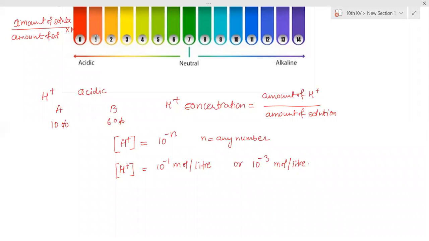Now H plus ions are present in all types of solutions, whether it is a neutral solution, acidic solution, or basic solution. Everyone has H plus ion concentration. So H plus ions are present, and therefore we consider H plus ion as the basis for determining the strength of acid and base.